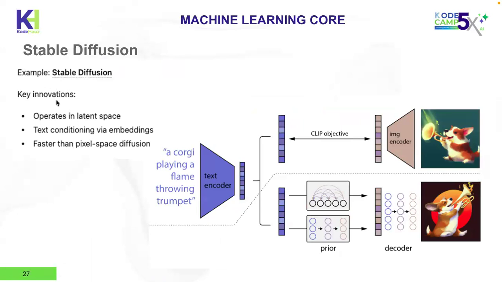So some of the key innovations of stable diffusion were, one, it operates in latent space, and then they do text conditioning via embeddings, right? So it is faster than pixel space diffusion. Okay. So you can see how it is here. You have an image encoder, and then you have latent space, basically a latent representation, because you have passed this image through an encoder.